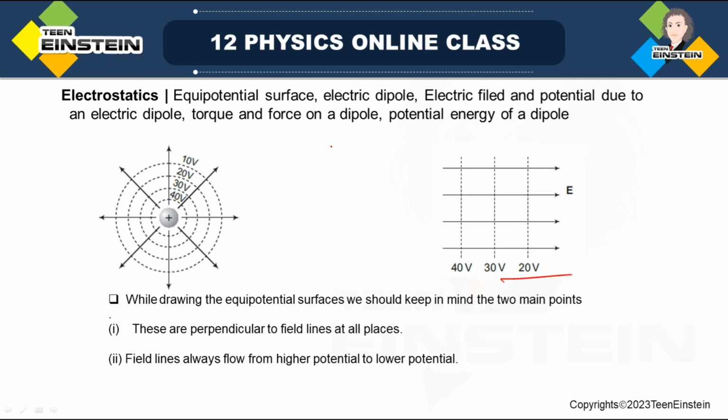Potential is decreasing because we know electric field is equal to minus dV/dr. So what does this mean? Electric field line has a direction. It is directed from the higher potential to the lower potential direction always. So that's why 40 to 30, 30 to 20. In this direction, the electric field lines are given.